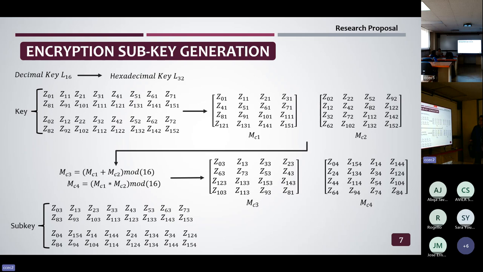For generation of the sub K I need the MC1 and MC2 to apply the operator properties of finite fields. In this case, MC3 sums MC1 and MC2, applying modulo 16. In the case of MC4, MC1 multiplied by MC2, applying modulo 16, and the sub K generated is composed by the configuration proposed in this work.